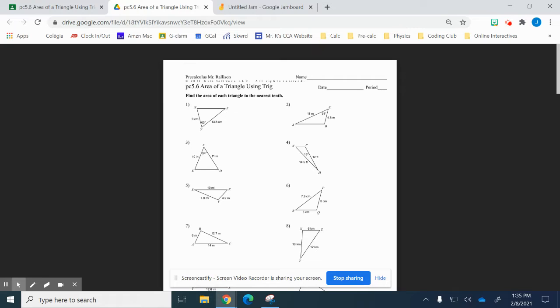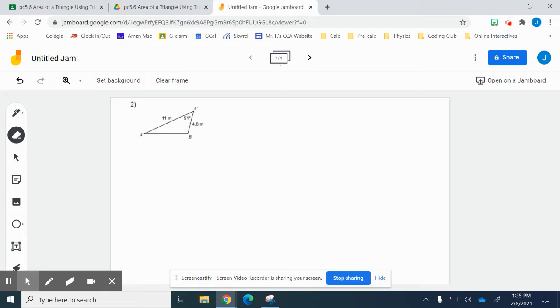So we're going to start. We are going to start with number 2. So we're going to start with this one right here. Alrighty, except I'm going to go over where I get more space. So we're going to go over here.